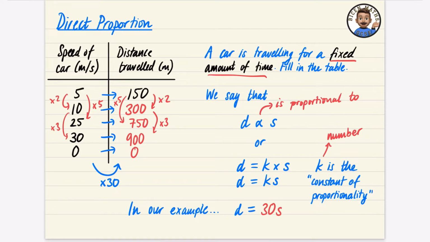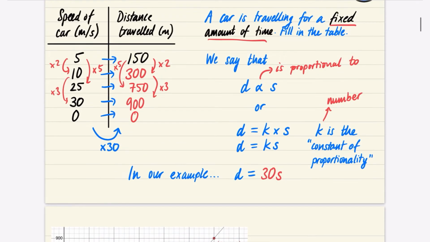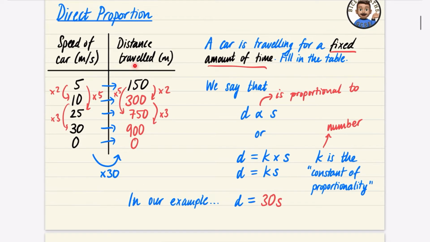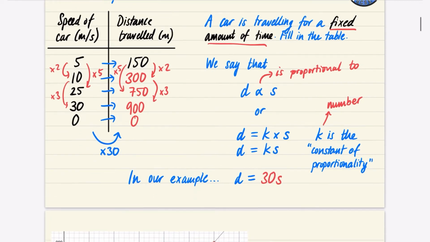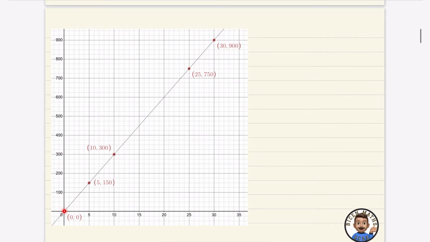Now, you probably know that kind of stuff already, but I wanted to set that out so that when we do these other kinds of questions in a moment, it will feel like it's set in some context. What I've also done is make a graph of these different points, and I've connected them together to see if we can see what the relationship is. So I had this first bit here, this was 0, 0. This is if it's traveling at 5 meters per second. It travels 150, 10 and 300, 25 and 750, and 30 and 900.